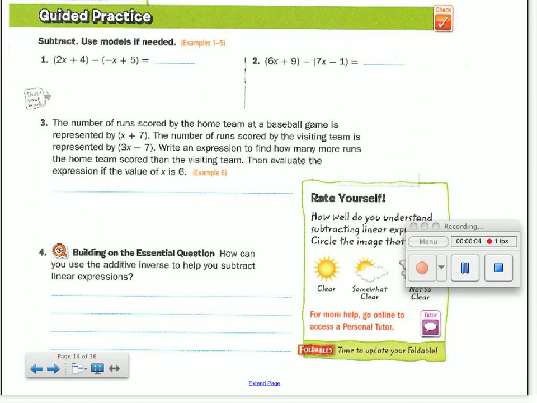Subtracting linear expressions. So we have 2x plus 4 minus, and then negative x plus 5. So we've been talking about doing this. Leave the first set of parentheses, change subtraction to addition, and then do the opposite of everything in the second set of parentheses. So if we leave the first set, change subtraction to addition, the opposite of a negative x is a positive x. The opposite of a positive 5 is now a negative 5.